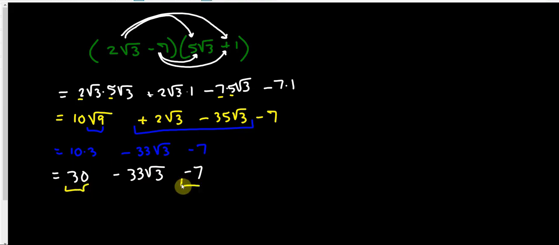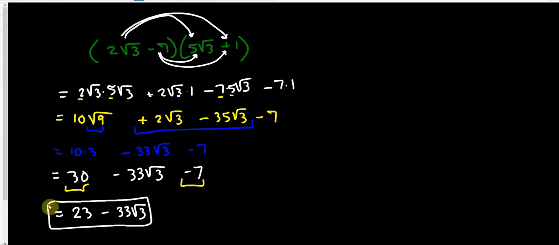30 and minus 7 are like terms. What's 30 minus 7? I can handle that. 30 minus 7 is 23. So I have 23, and I have minus 33 square root of 3. Okay, well that wasn't really that difficult if you take your time with it and do the multiplications. So that's really neat. I can multiply radicals.